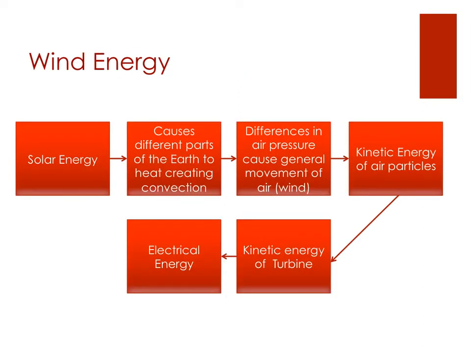Let's look at some of the energy transformations behind creating energy from wind. Some people might be surprised by us putting solar energy first, but it really is the beginning. The sun is going to heat different parts of the earth at different rates. This temperature difference will cause hot air to rise and cold air to fall in different places. The resulting different pressures will cause a general movement of air, which we call wind. That wind will have kinetic energy of those air particles, of which we need something to turn the turbine and create electrical energy.